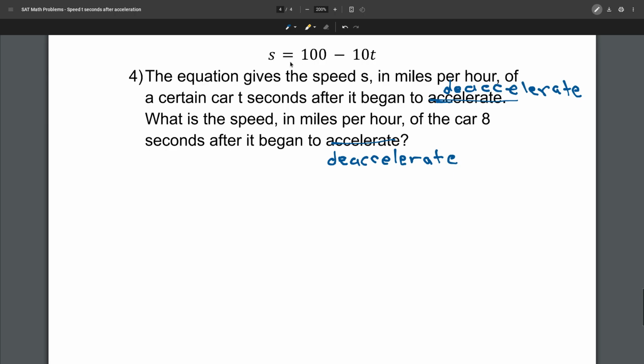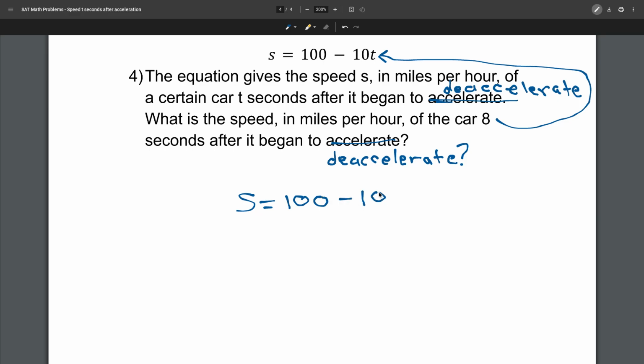Okay, so we've got the equation s equals 100 minus 10t. The equation gives the speed s in miles per hour of a certain car t seconds after it began to deaccelerate. What is the speed in miles per hour of the car 8 seconds after it began to deaccelerate? Okay, so we're going to put the 8 where the t is, right there. So we're going to say the speed equals 100 minus 10 times 8.